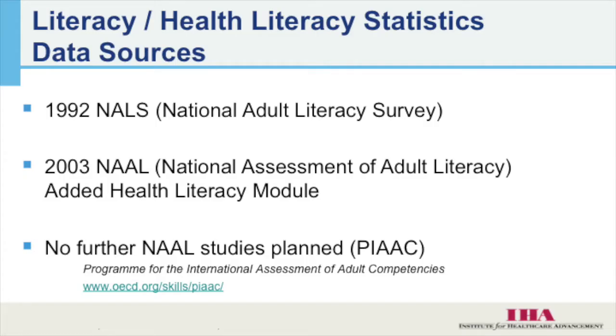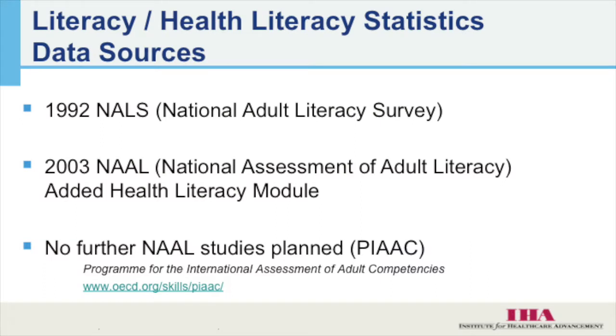All right, so let's take a look at some statistics here. There have been 2 major studies of literacy and health literacy. The 1992 NALS, the National Adult Literacy Survey, really just looked at literacy levels, reading ability. So the one we're going to look at is the 2003 NAAL, the National Assessment of Adult Literacy, because it added a module on health literacy, and that gave us some of the statistics that we use.